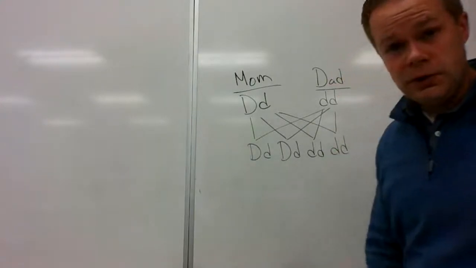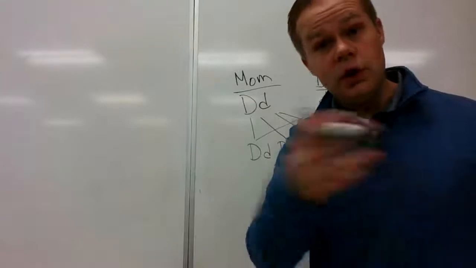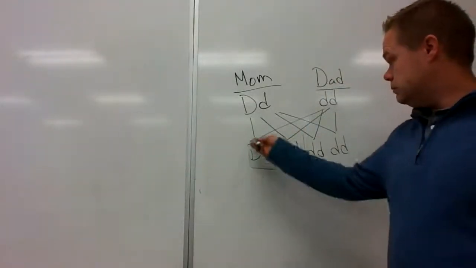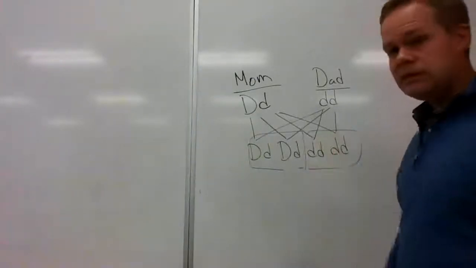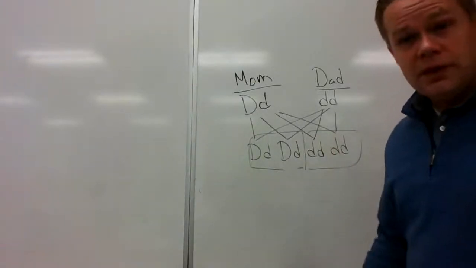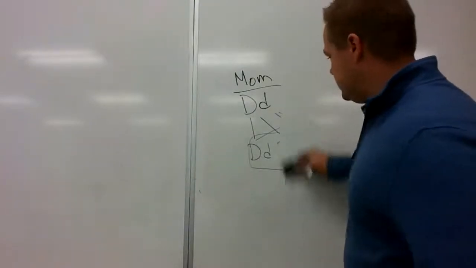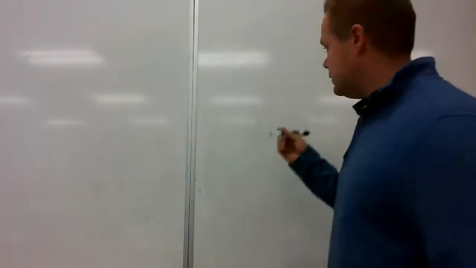Hopefully this is familiar to you. We've done this a couple times in the videos and in class. So if this is new to you, you need to go back and rewatch those. Okay? So 50% chance of getting dangly and a 50% chance of getting attached. Well, there's another way that you can do this, and this is what we're learning today. This is called a Punnett square. It's just a more organized way of doing it.